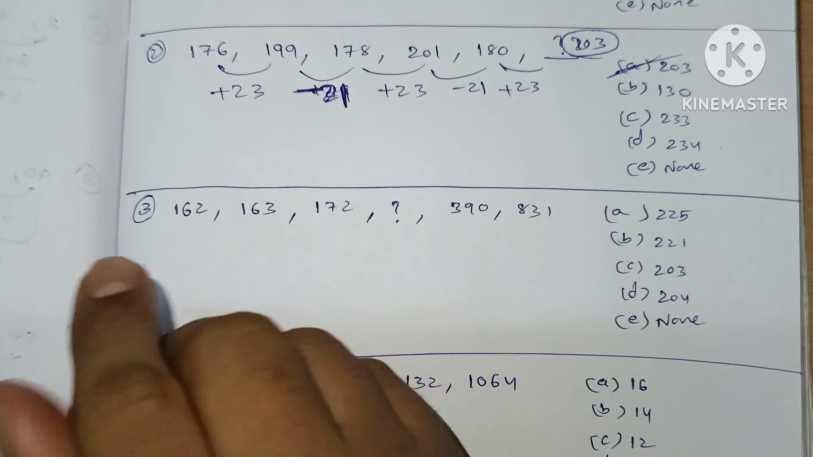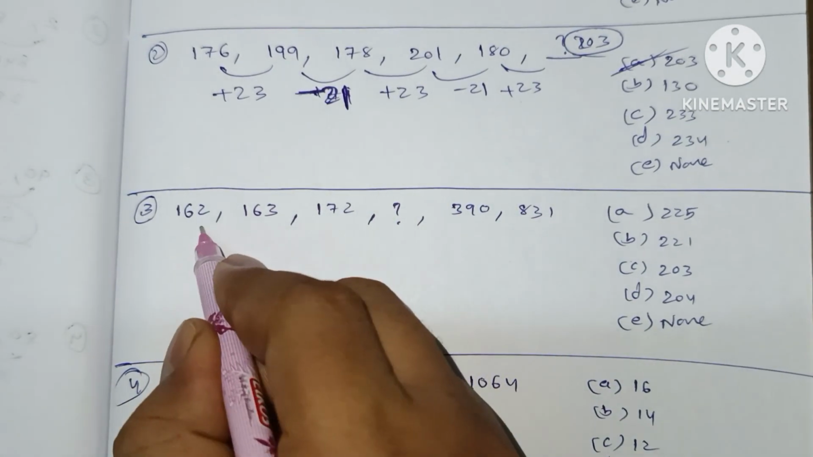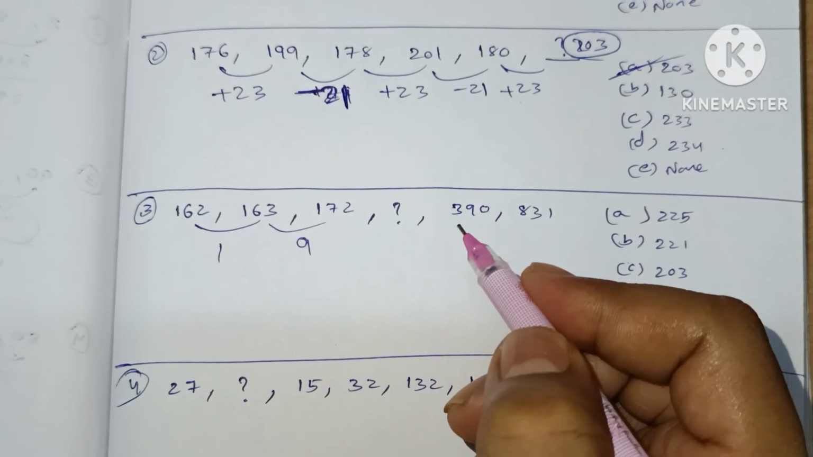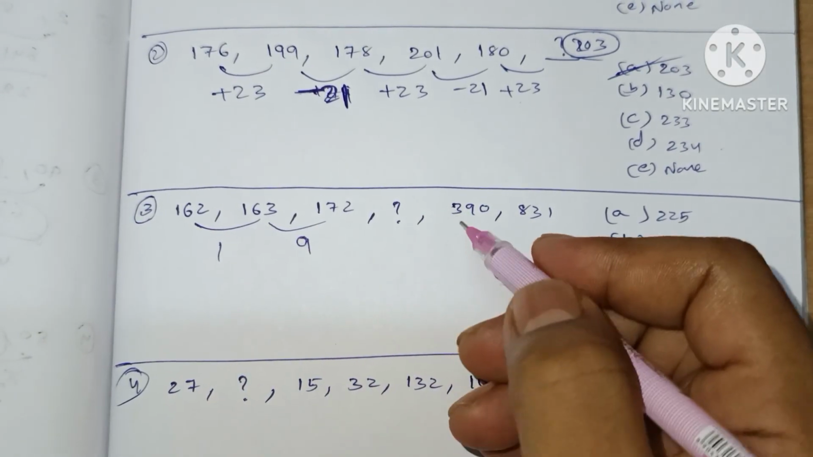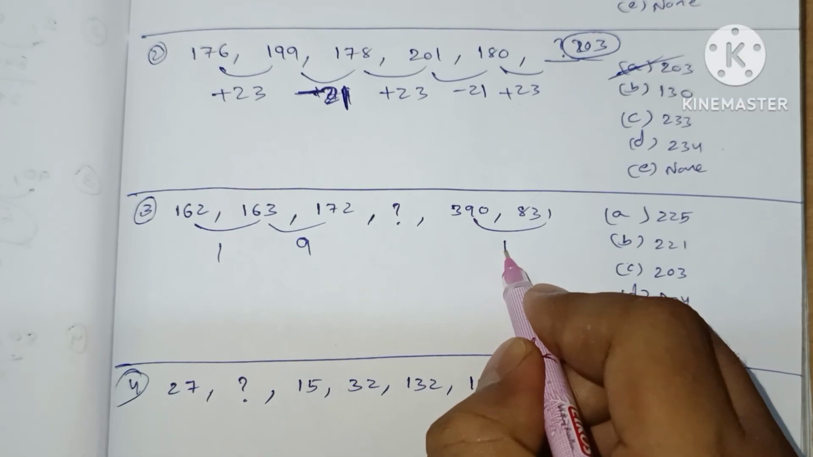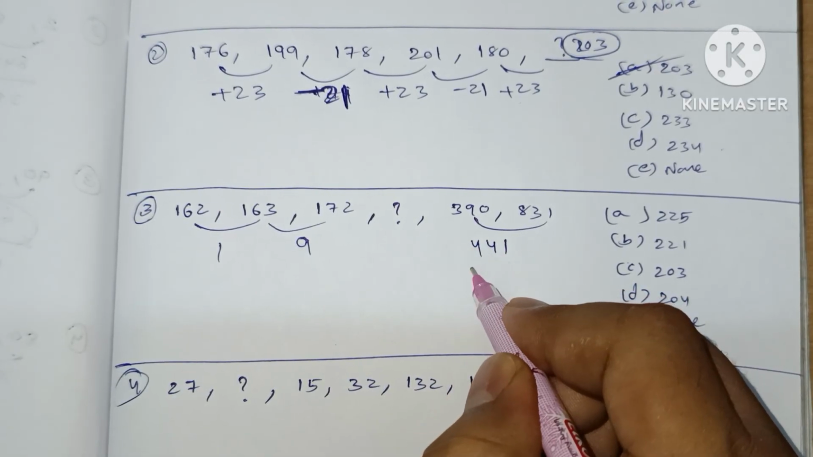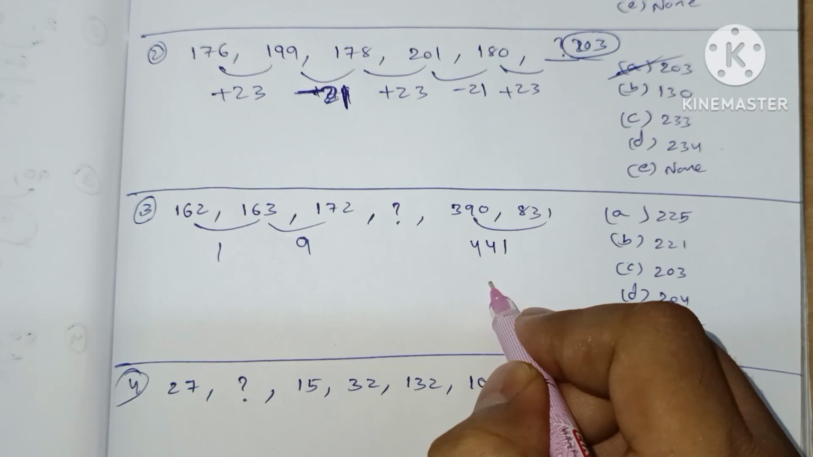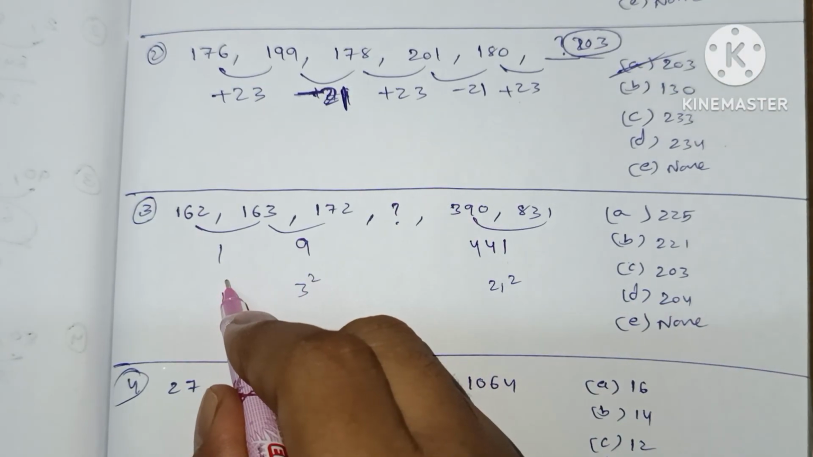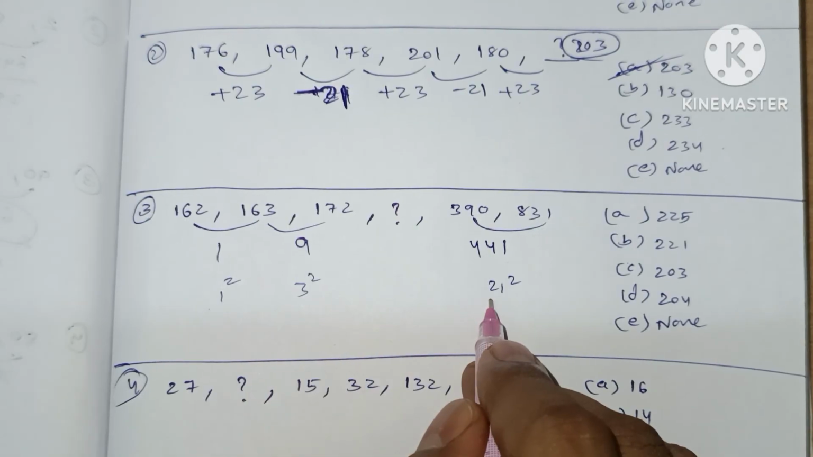Next, third question. Numbers are slightly varying. We'll go with the differences. Here the difference is 1. Here the difference is 9. Here the difference is 1, 4 and 4. This is 21 square. This is 3 square. This is 1 square. 1, 3, 21.